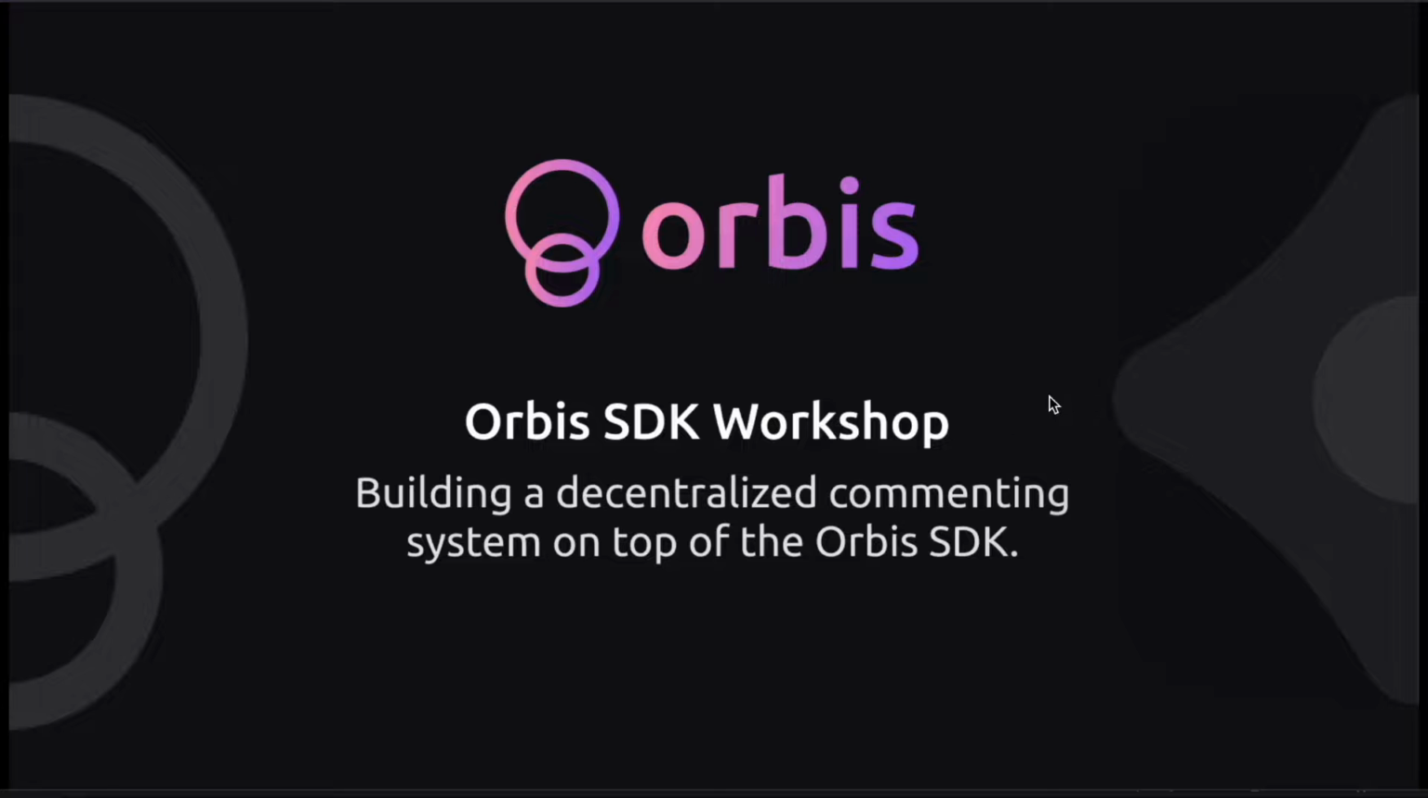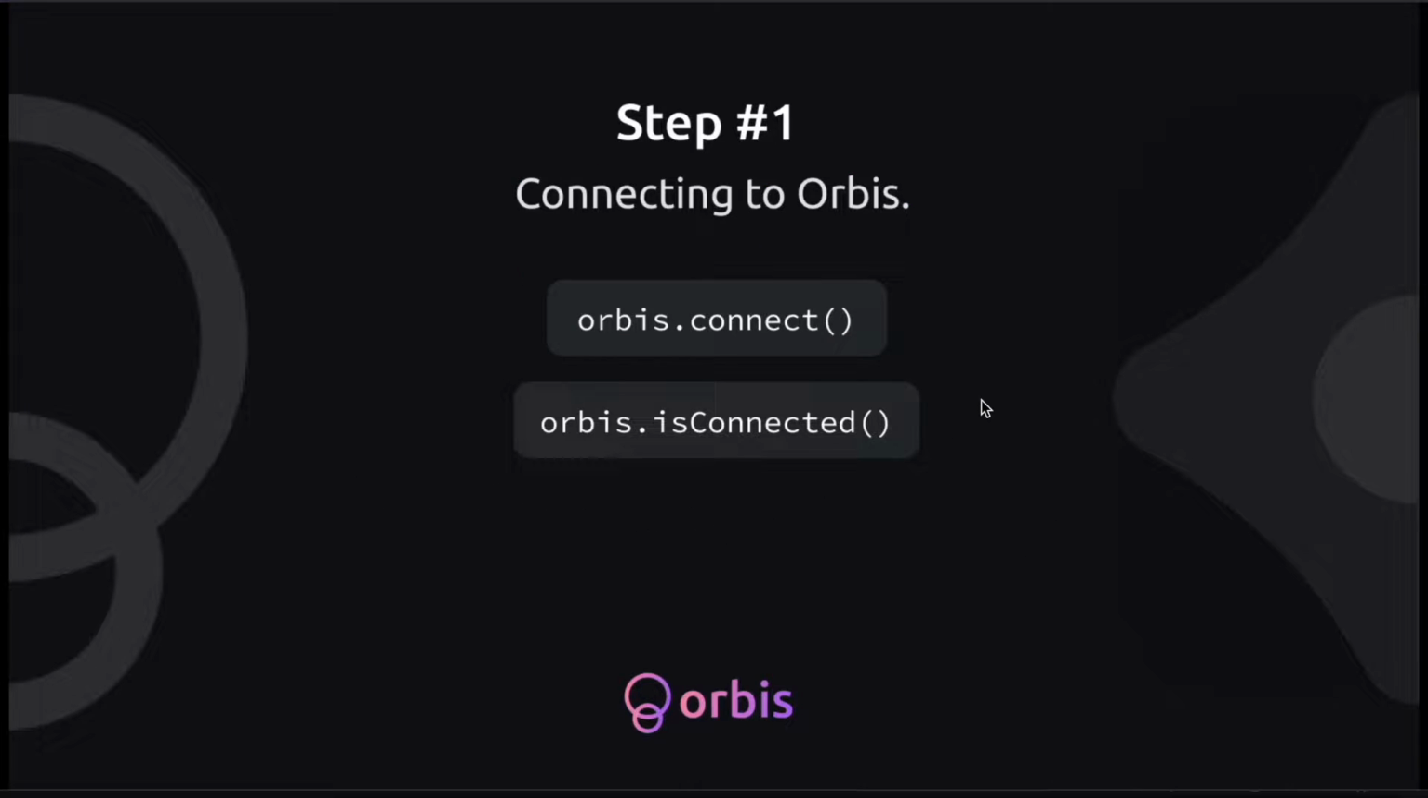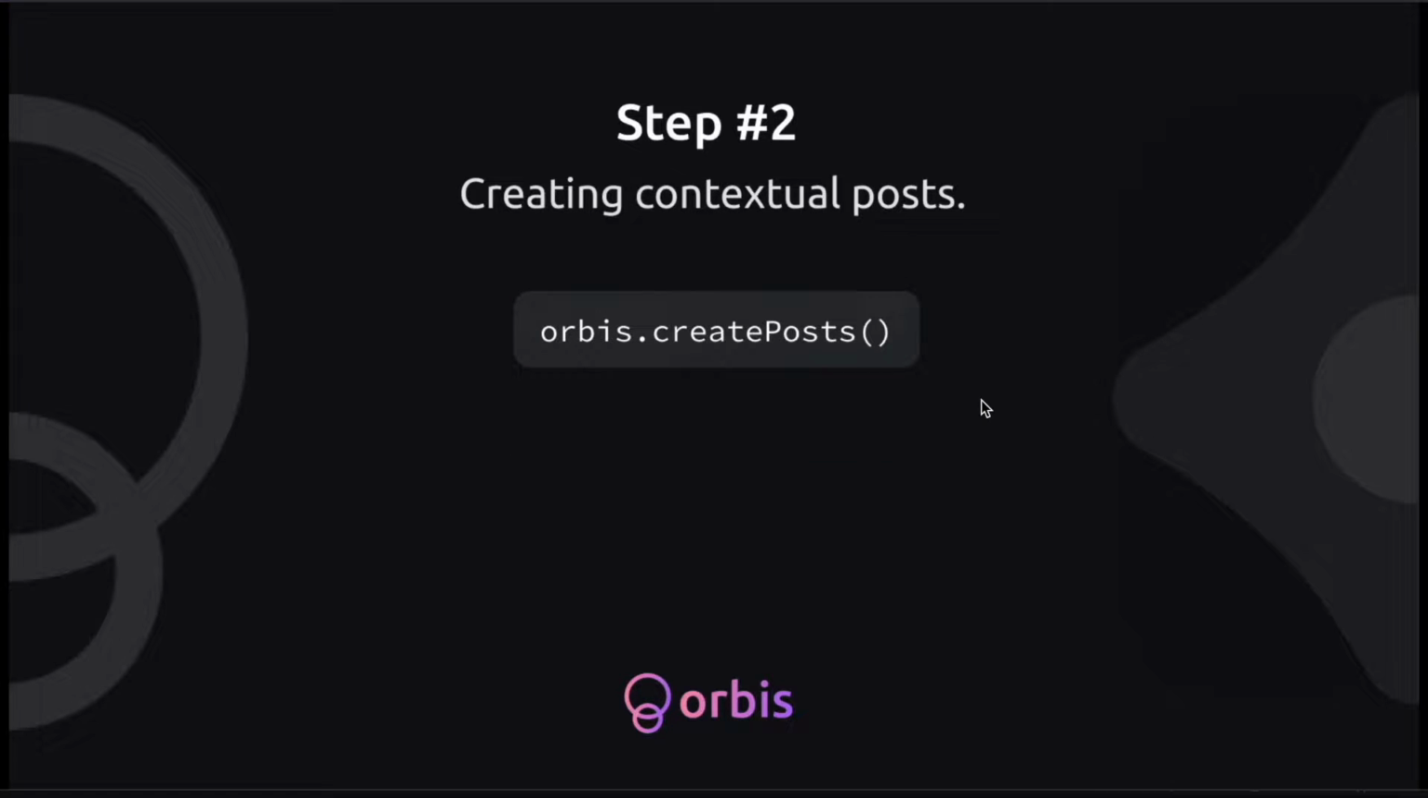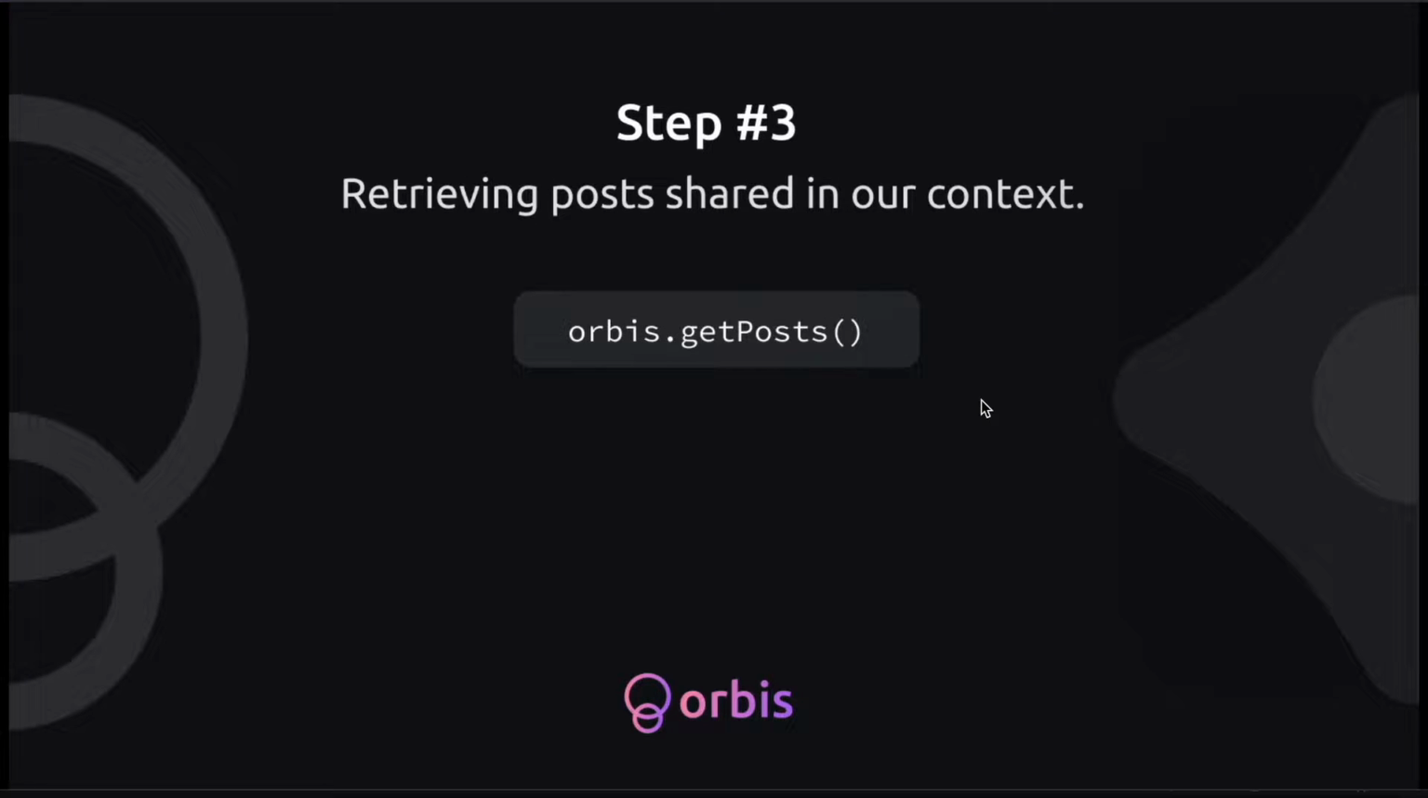So during this video, I will go over all of the SDK functions, and we are going to try to build a very simple commenting system that will be fully leveraging the Orbis SDK. So the first part will be connecting using Orbis. Then we will create posts, which will be actual comments, and then we will be able to retrieve the post using the Orbis get post function.